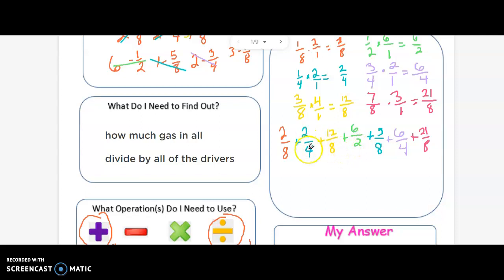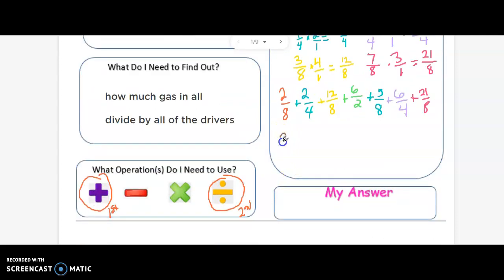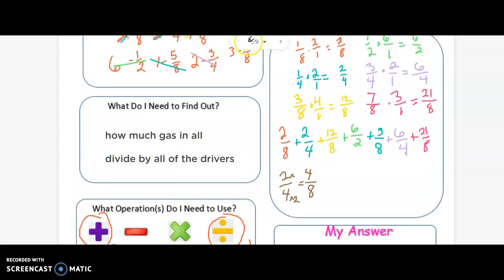So those fractions that are not, let me grab a different color here. I'm going to make them equivalent fractions so that they have an 8 as the denominator. So 2/4, to become 8 as a denominator, I'm going to multiply 4 times 2, get 8. Whatever I do on the bottom, I have to do on the top. So that becomes 4/8. I'm going to change this to 4/8.